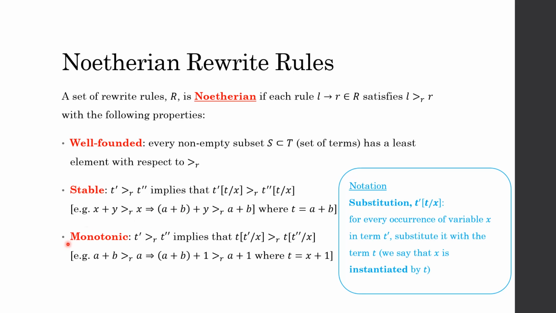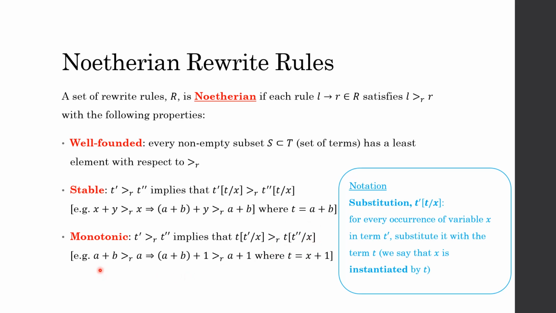Next, monotonic is slightly different from stable, but it's similar. I'll go through that. If t prime is greater than t double prime in terms of complexity, this implies that if t prime is substituted for a variable x in some term t, the result will be greater than the result if the same term is substituted with t double prime for every occurrence of x. So under substitution, the one substituted with t prime, which is the greater complexity, will result in a term that is still more complex than the one substituted with t double prime. It may be a bit complicated.